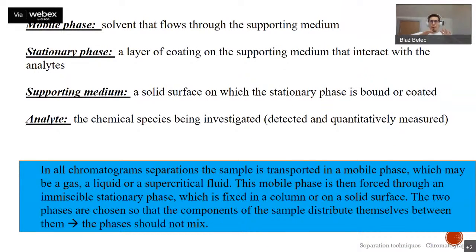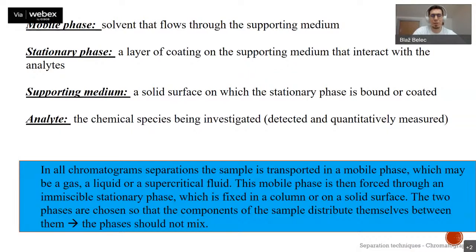So as I said before, there are different components or parts that are needed for chromatography. First is the mobile phase. This is the solvent that flows through the supporting medium, and in the mobile phase we also have our analyte. Then we have the stationary phase. There's some layer of coating on the supporting medium that interacts with the analyte. As the name says, it is stationary. It is positioned in the core of the column, usually as some film placed in the column. Then we have the supporting medium. This is a solid surface on which the stationary phase is bound or coated. And of course the analyte, the species that we need to detect, analyze quantitatively or qualitatively.